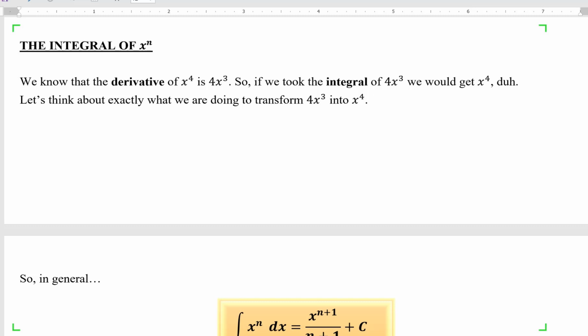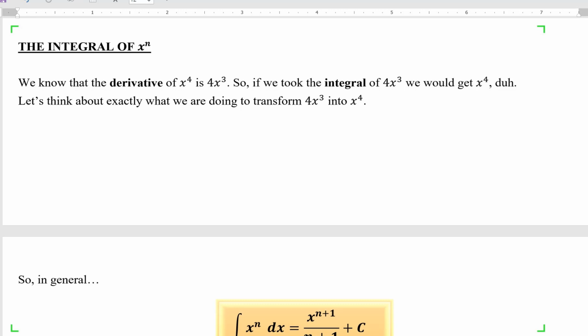So what we're going to do is think exactly what is happening when we transform 4x cubed into x to the fourth. In other words, when I'm taking the integral of something like 4x cubed dx and I get x to the fourth plus c, let's think about exactly algebraically what's happening when you transform 4x cubed into x to the fourth, so that if I have something more complicated than 4x cubed, I can do the same thing to it.